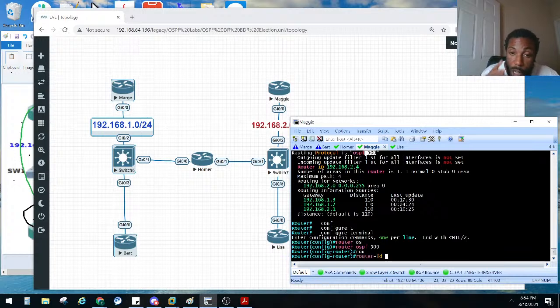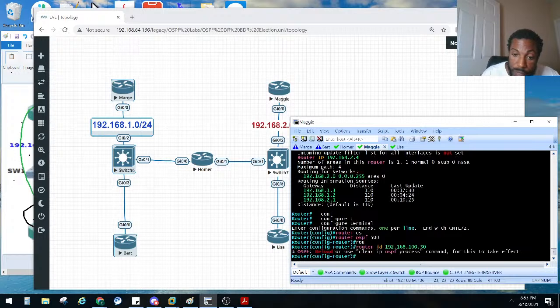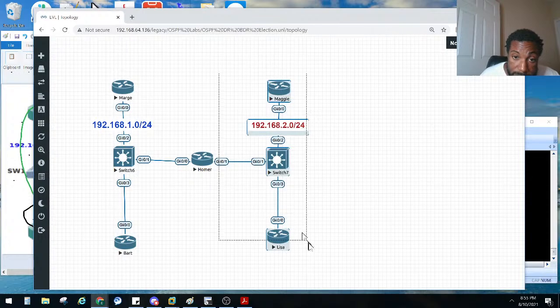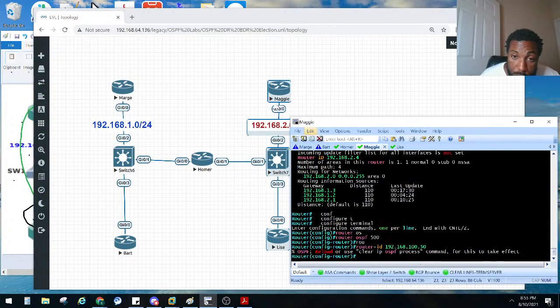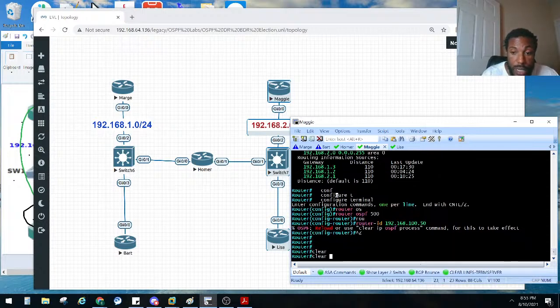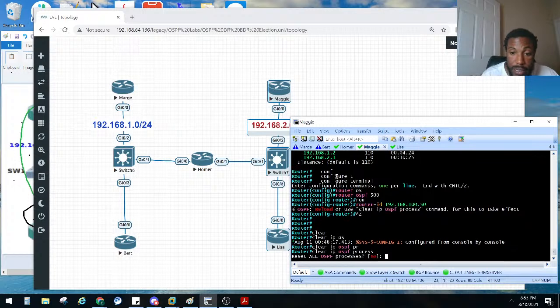ID to something lower than 100.100. So we'll go with 192.168.168.100. Let's go with 50, right? Clear the OSPF process on all three routers over here again on this side right here, and then that should theoretically make Maggie the backup designated router. We do this. Clear IP OSPF process.